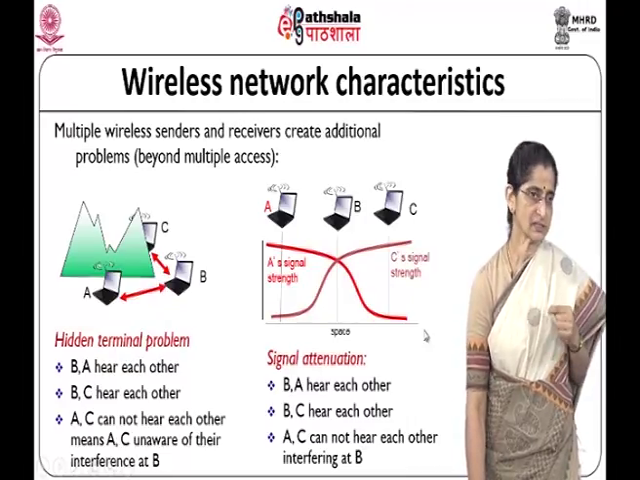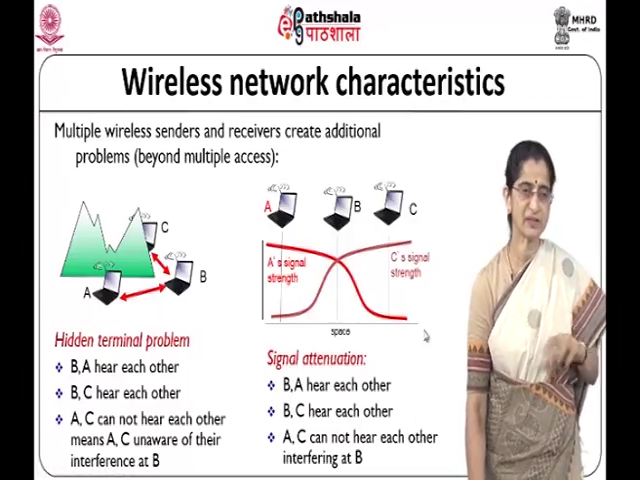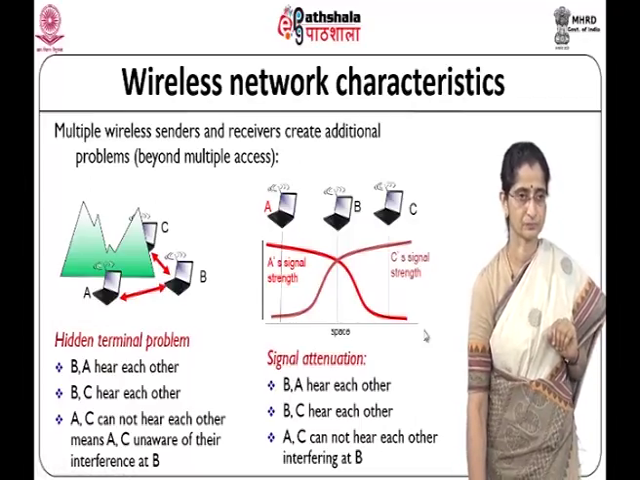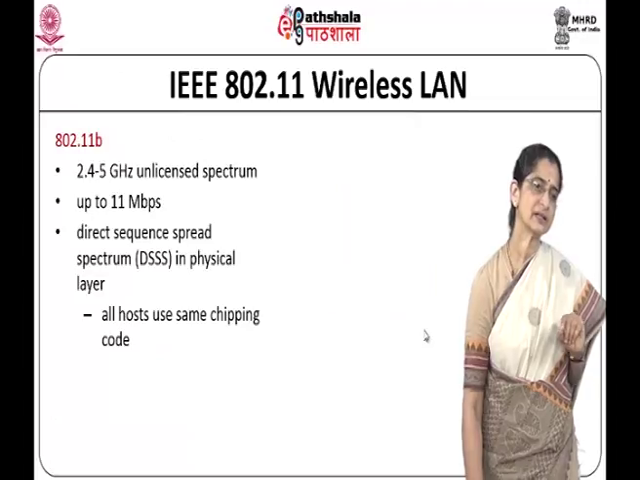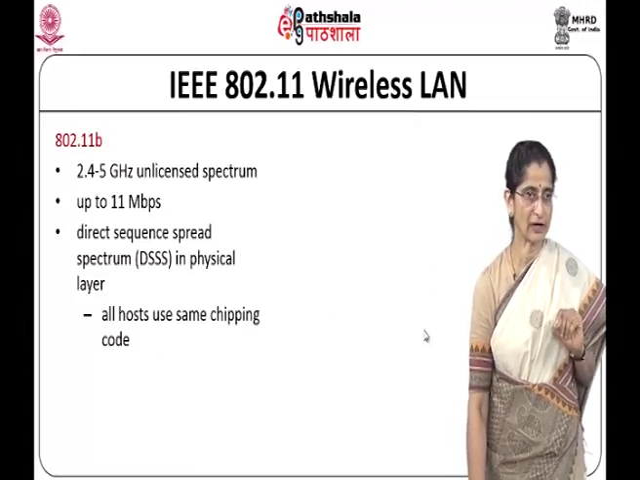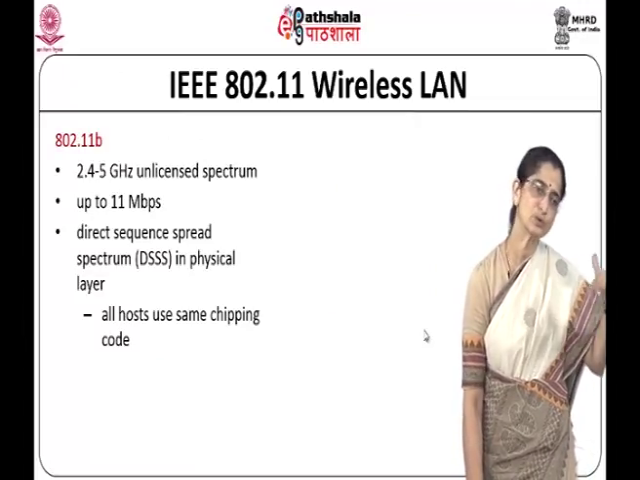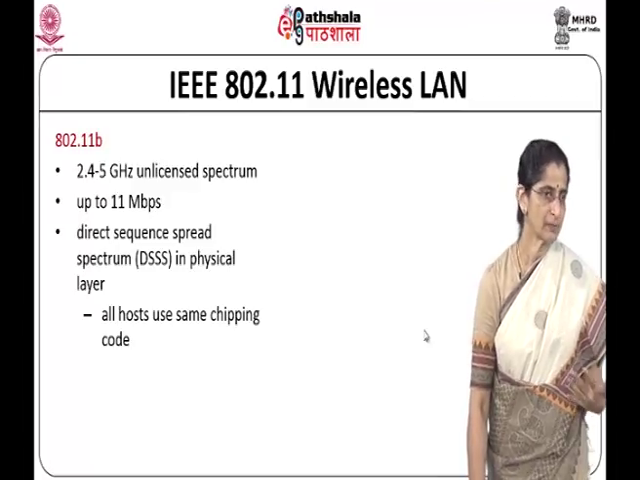So this again is a problem that we need to handle. This is causing an interference. This interference will have to be handled. Okay. So now we will look at the IEEE 802.11 wireless LAN protocol and see how these different problems are handled by this particular standard.